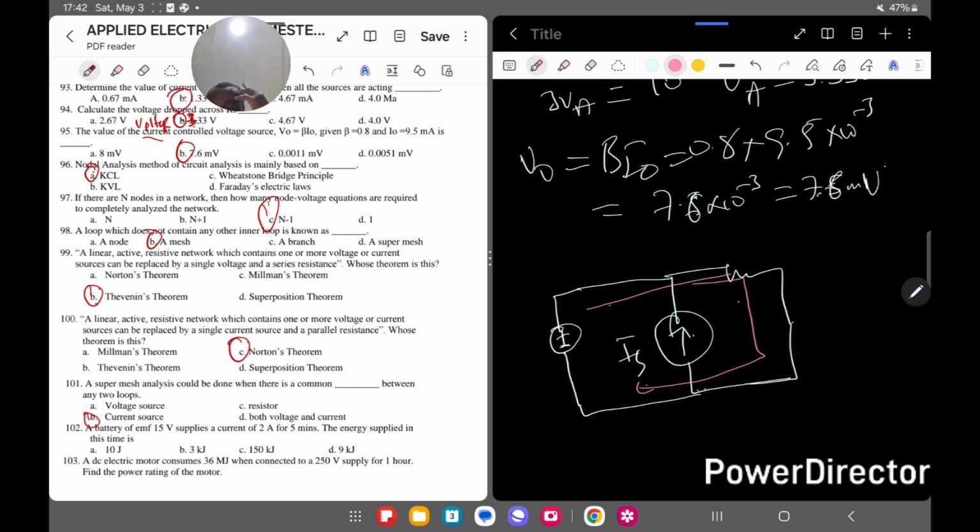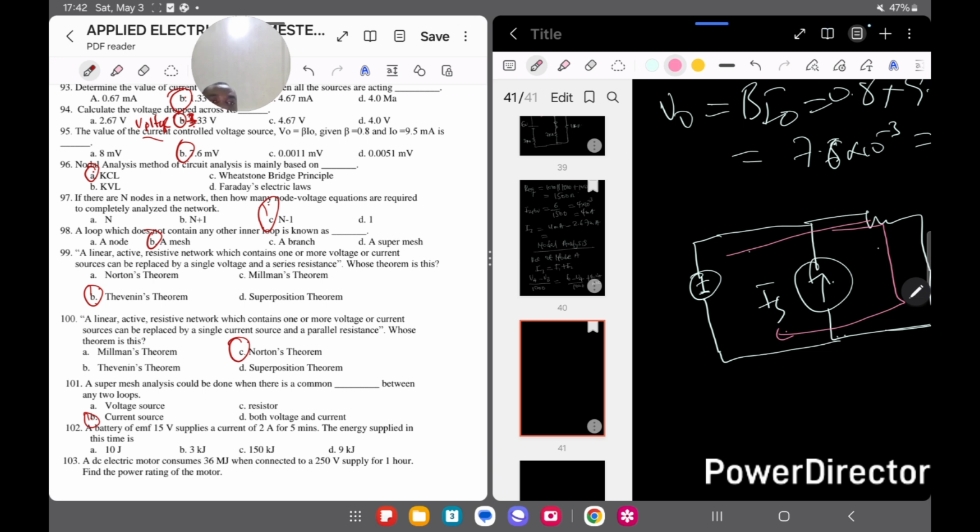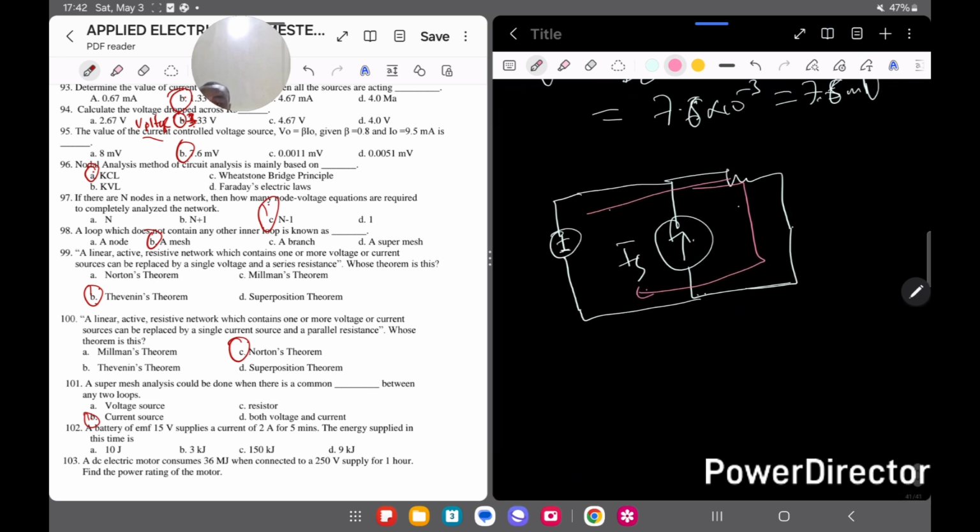Now, question 102. A battery of EMF 15 volts supplies a current of 2 amps for 5 minutes. The energy supplied in this is here. We are given the battery voltage, which is 15 volts. Then we are given current I to be 2 amps, and then time T is 5 minutes.